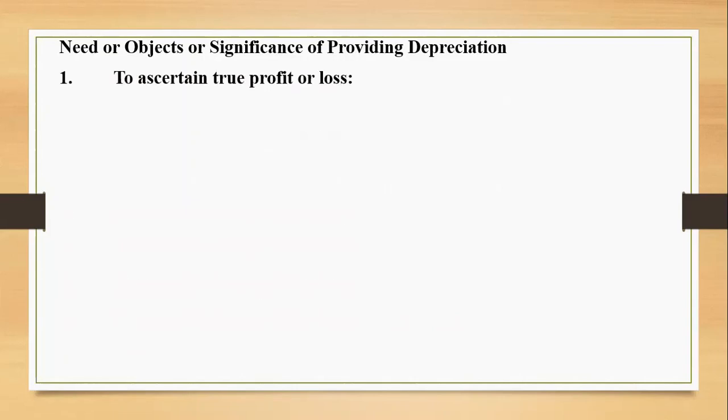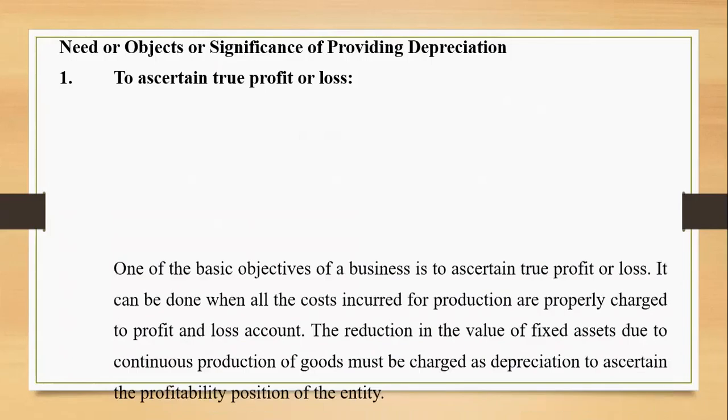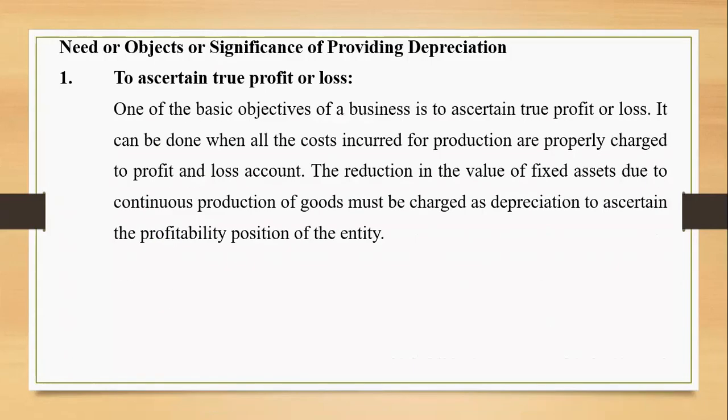Number one is to ascertain true profit or loss of the business entity. If I want to know the correct or the true profit or loss of the business entity, I need to ensure that I record all my expenses, all my incomes in my profit and loss account. So depreciation being a loss, I need to include it in my profit and loss account if I want to arrive at my correct profit or loss of the business entity, right?